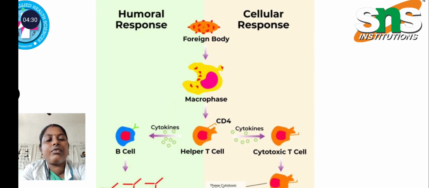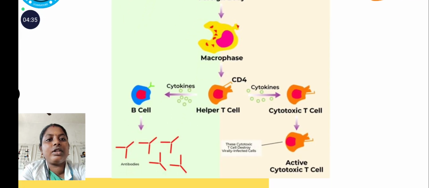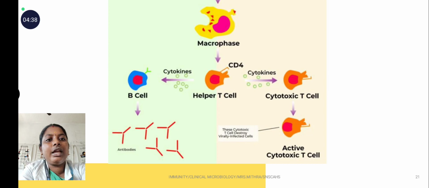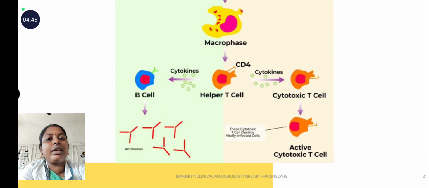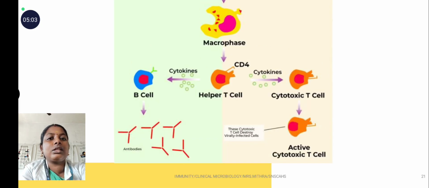Once the foreign antigen enters our body, it passes through the macrophages, and the helper T cells help the CD4 cells, mediated by the cytokines. In B cells, it produces the antibodies, and this is the humoral mediated cell response. Then it comes to the cytotoxic T cell and activates the cytotoxic T cell. This comes under the cell mediated immune response.